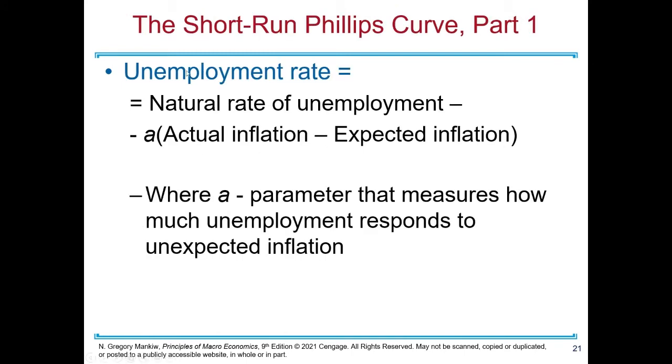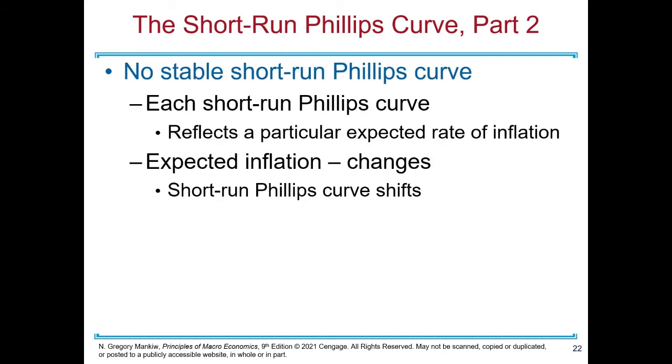This equation, where the unemployment rate is equal to the natural rate of unemployment minus alpha, parentheses, actual inflation minus expected inflation, where alpha is just a parameter dictating how much this affects the unemployment rate. It's very similar to the short-run aggregate supply equation that was discussed previously. It's best seen in a graph. The short-run Phillips curve intersects the long-run Phillips curve at exactly the expected inflation rate.